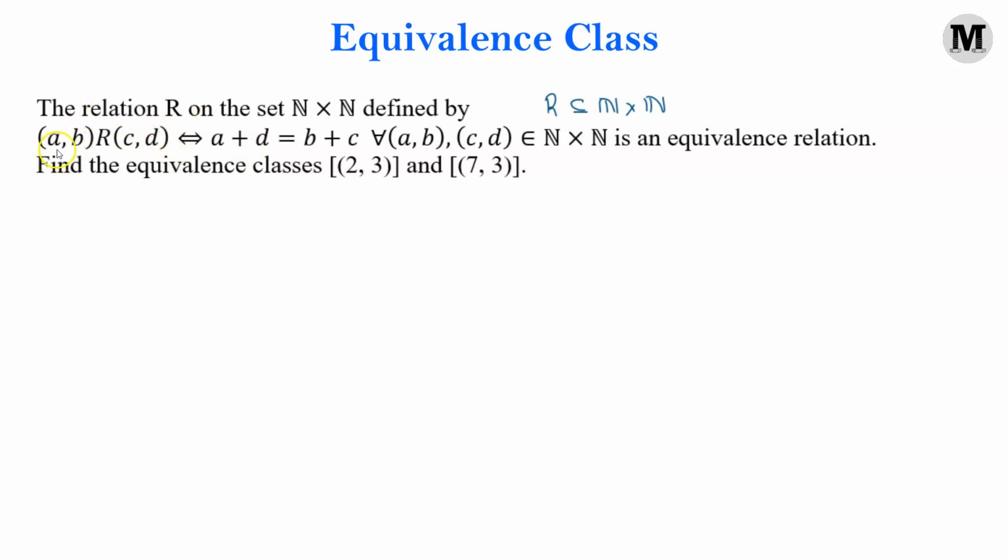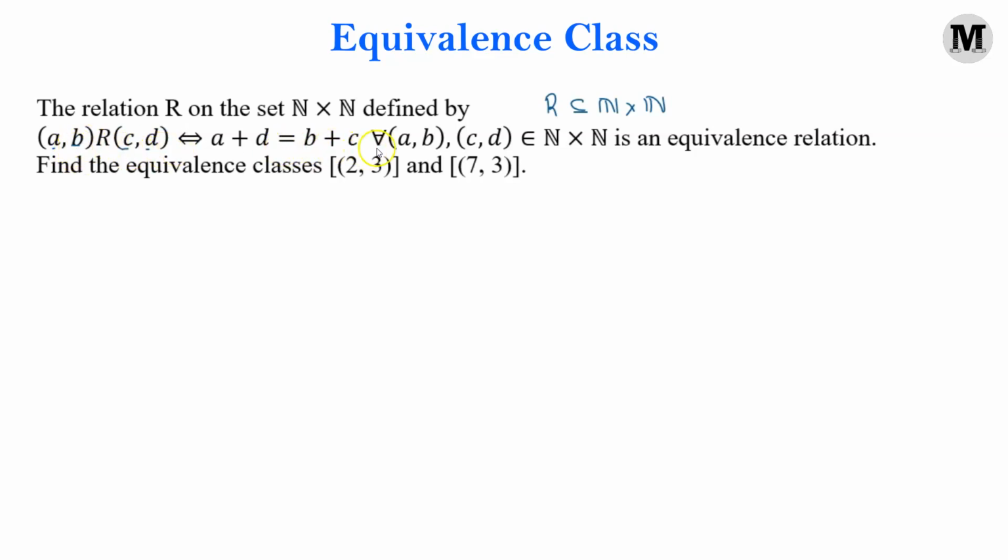We have two ordered pairs (a, b) and (c, d). Now (a, b) is going to be related to (c, d) if and only if we have a + d = b + c, meaning we take the sum of the outer elements of the two ordered pairs, that is the sum of a and d, and this is going to be equal to the sum of the inner elements, that means b and c.